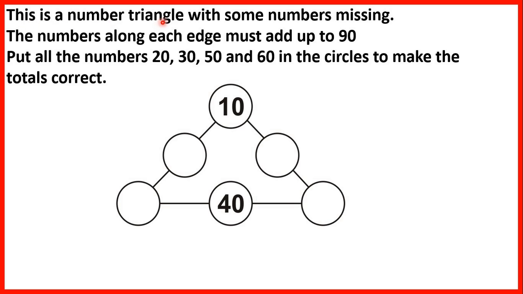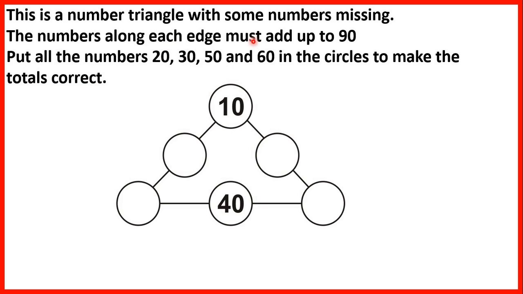This is a number triangle with some numbers missing. The numbers along each edge must add up to 90. Put all the numbers 20, 30, 50 and 60 in the circles to make the totals correct.